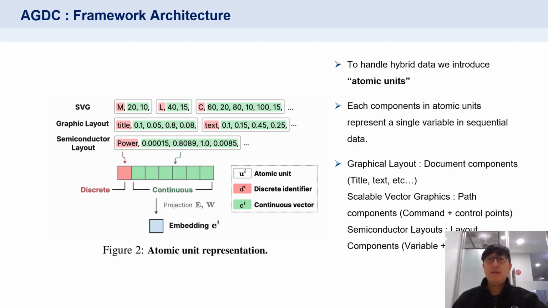To handle hybrid sequential data, we introduced the atomic unit representation. The atomic unit representation maps each variable in sequential data as a concatenated version of discrete and continuous data. For example, document components in graphical layouts, such as titles and text, are mapped to atomic units, and layout components in semiconductor circuit layouts are also mapped to atomic units.